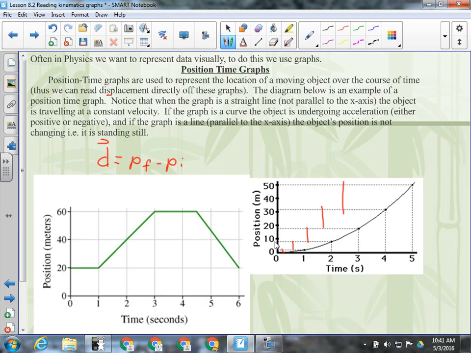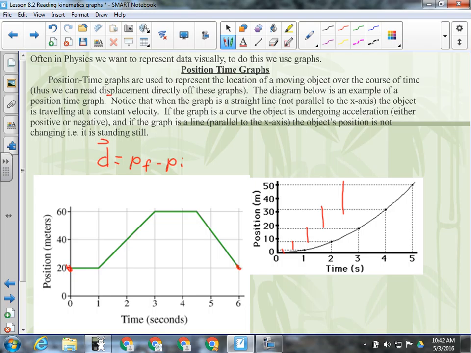So for this graph right here, the first one on the left, what is the displacement of the object over the whole trip? It's 0. Because the final position is 20 meters, and the initial position is 20 meters, and 20 minus 20 is 0. It didn't go anywhere. It came back to where it started.